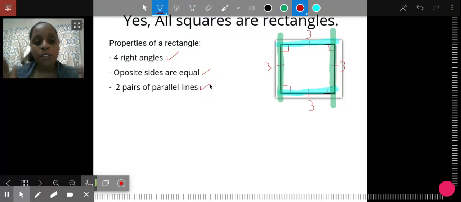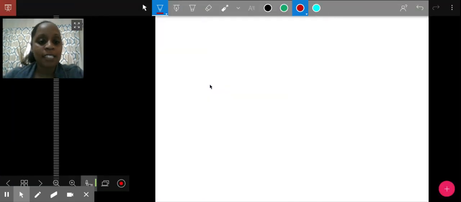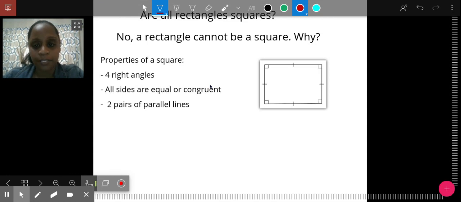So all the properties of a rectangle, 4 right angles, opposite sides are equal, 2 pairs of parallel lines, all those properties fit a square. So yes, all squares are rectangles. All right? So let's look at this question.